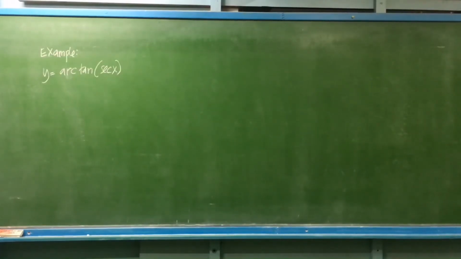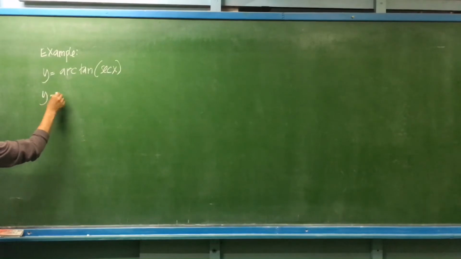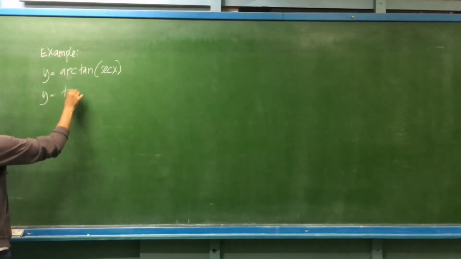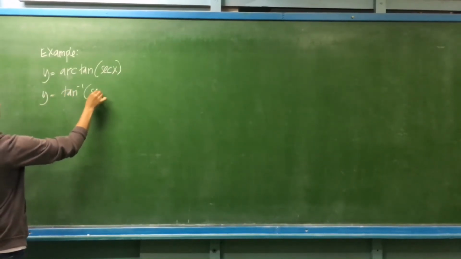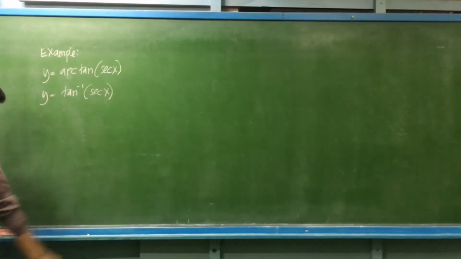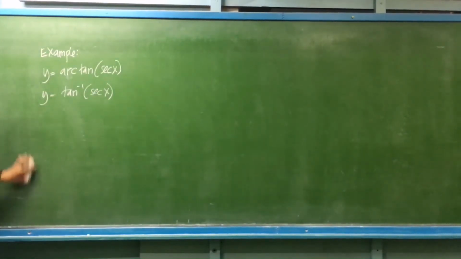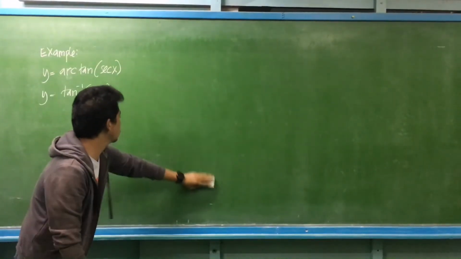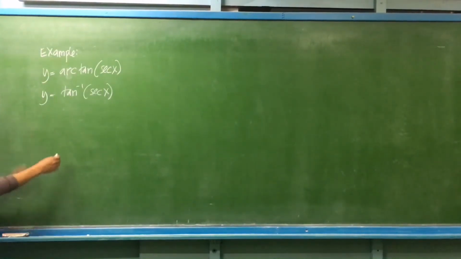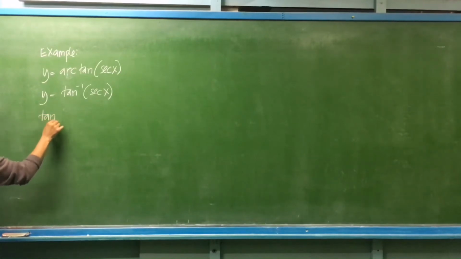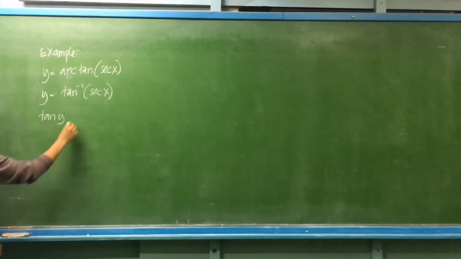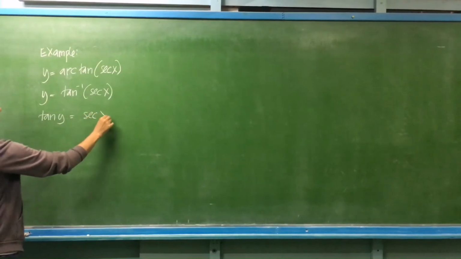Okay, so let's have an example for the inverse trigonometric function. We have the function y is equal to arctan of secant x. If we are to rewrite this one, it's the same as the inverse tangent of secant x. Okay, so how to convert this one to its normal form? We can express it as the tangent of y is equal to the secant of x.